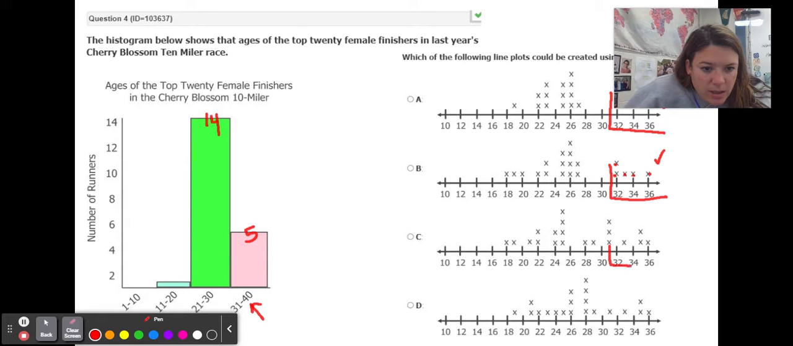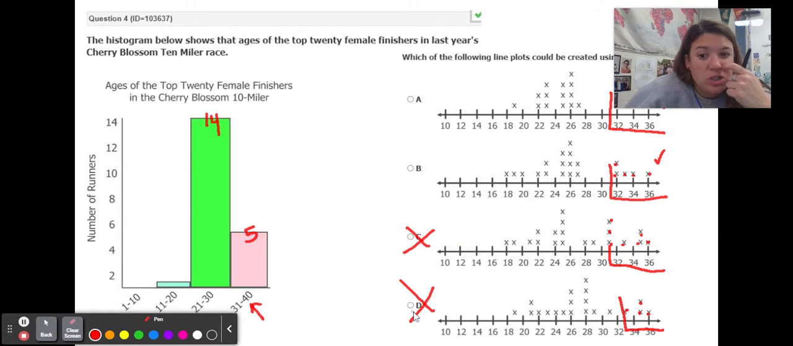31 to 40. Let's see. 1, 2, 3, 4, 5, 6, 7. No. Okay, good. Got rid of 1. And then 31 to 40 would be 1, 2, 3, 4. So already I canceled off 2 of them just from looking at that last interval.